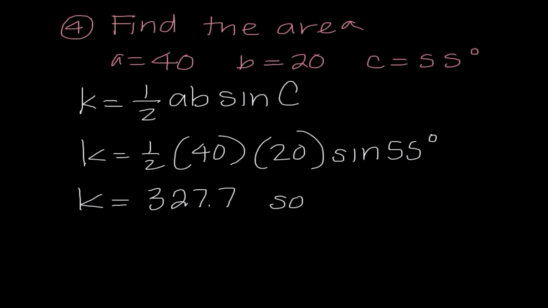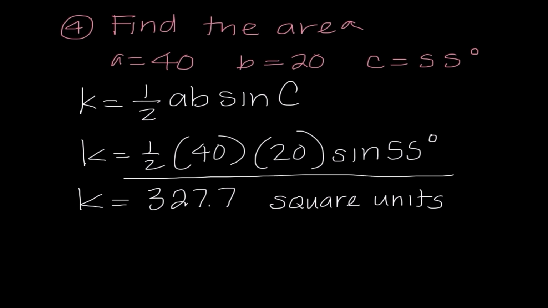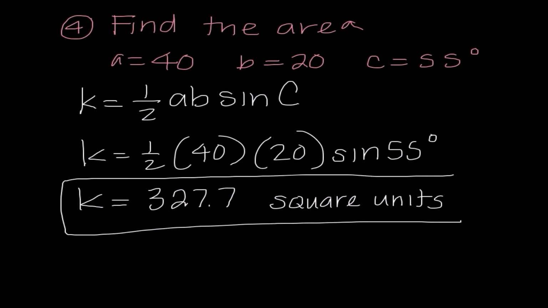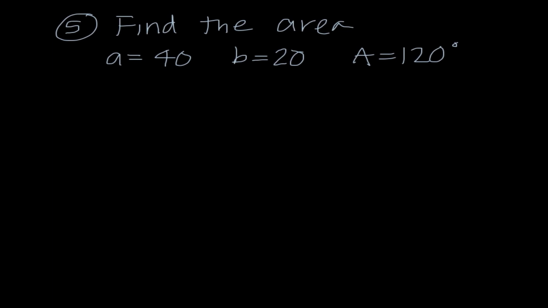327.7, and since this is area, we do need to label it, and it doesn't tell us what type of measurement it is, so we're just going to be general and say square units. Now, if you wanted to abbreviate square units, that is fine with me. We need to label it because it is an area. So hopefully that one was pretty easy for everyone.